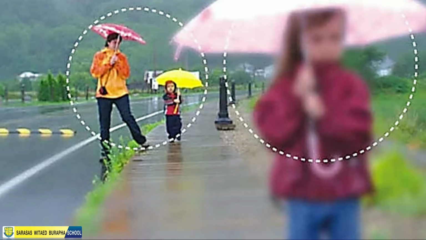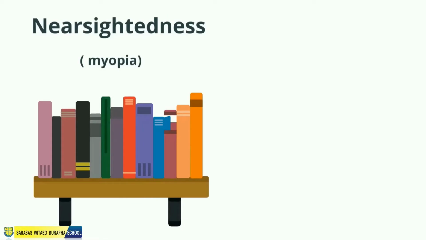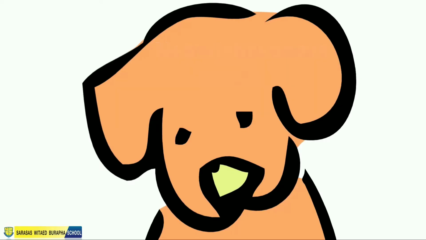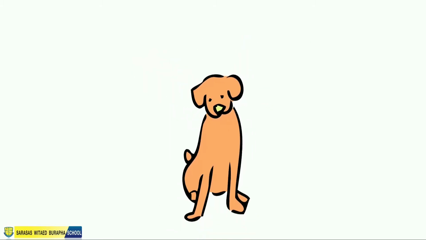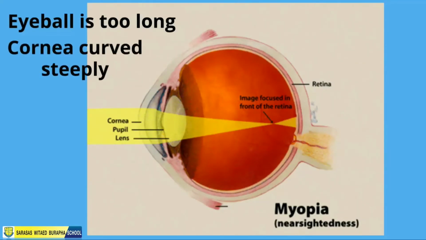Now, to help you understand further the differences between the far-sighted people and nearsighted people, here's a video. Let's talk about the difference between nearsightedness and farsightedness. Nearsightedness, also called myopia, is when people can see nearby objects clearly. However, objects that are far away appear blurry and not in focus. Nearsightedness may be caused by an eyeball that is too long or a cornea that is curved steeply. As a result, as light passes through the lens, the image comes into focus at a point in front of the retina. This results in a blurry image.